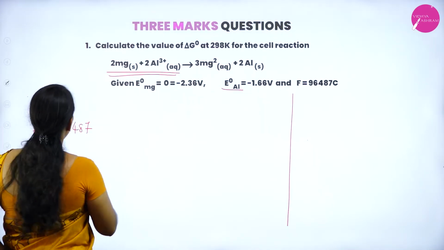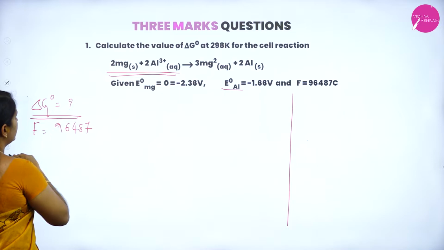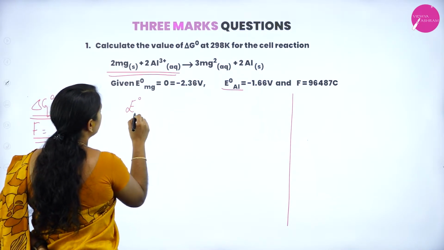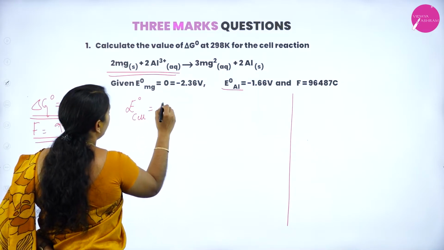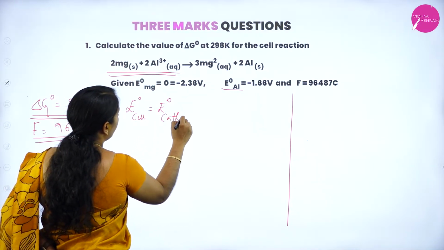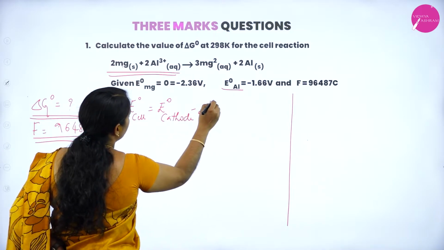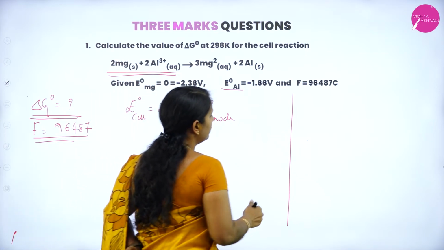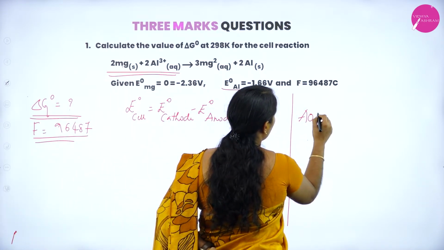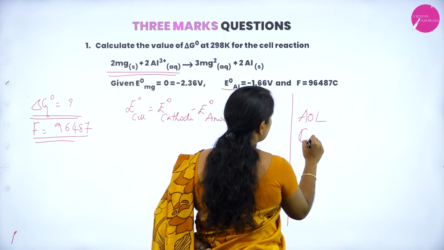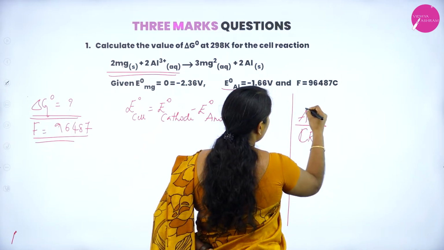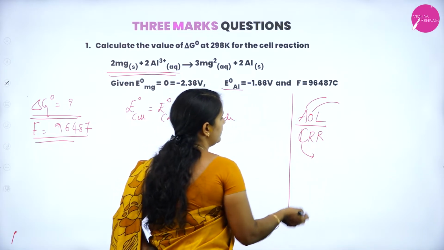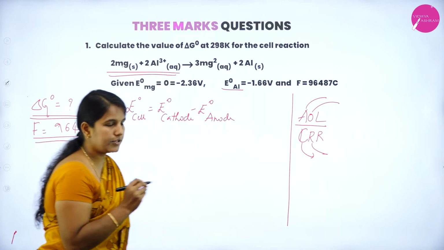96,487. So now we have to calculate delta G0, and for that we have to calculate the E0 of the cell. E0 of the cell is obtained by E0 of the cathode minus E0 of the anode. Always remember, when I say anode and cathode, you remember with AOL, RC RR. So A stands for anode and C stands for cathode.